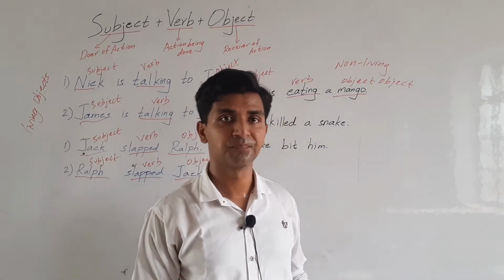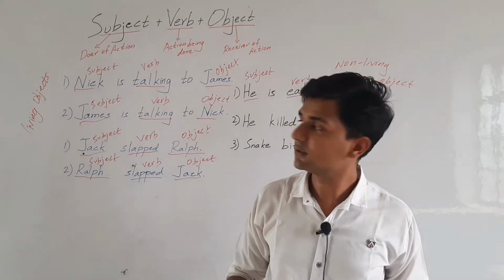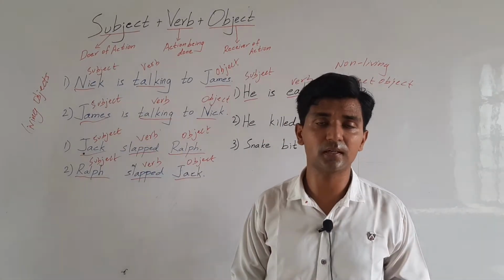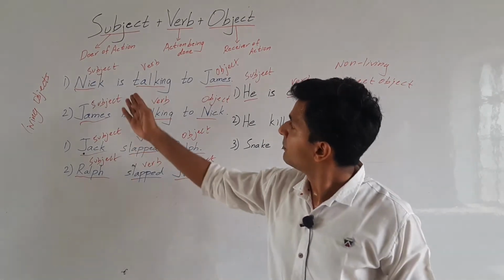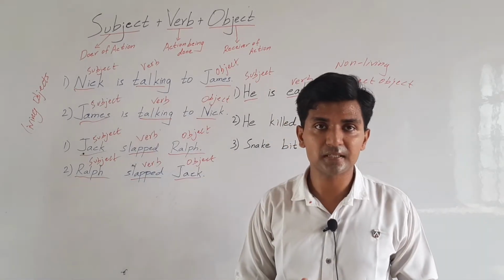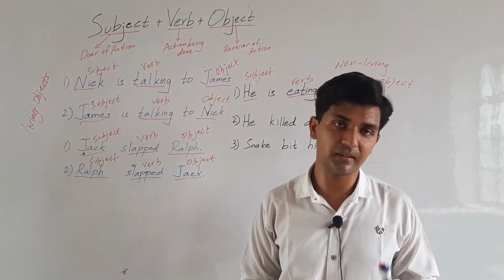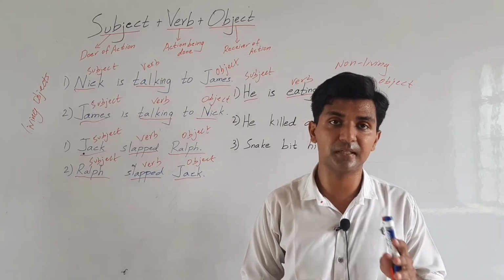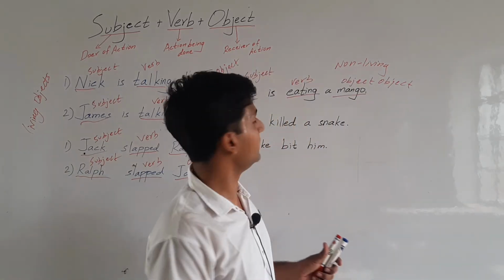So that's clear. But Ralph and Jack, James, Nick, are living objects and subjects of each other. So there is an interchange of subject and object. So we have another example.